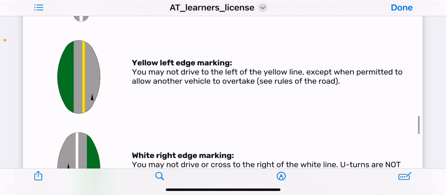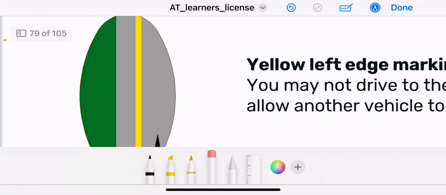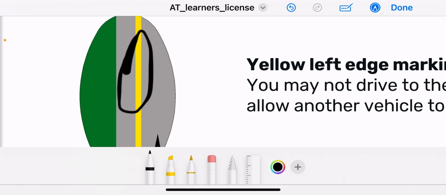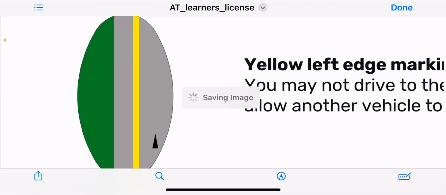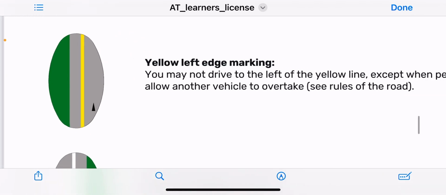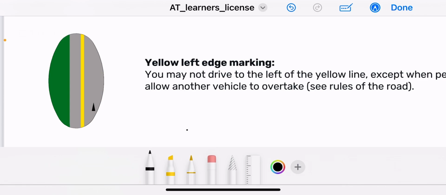Then you have the yellow left edge. This yellow line is sometimes referred to as the shoulder of the road. You may not drive continuously on the yellow line, and you do not overtake on the left unless the vehicle is indicating that it's turning right.